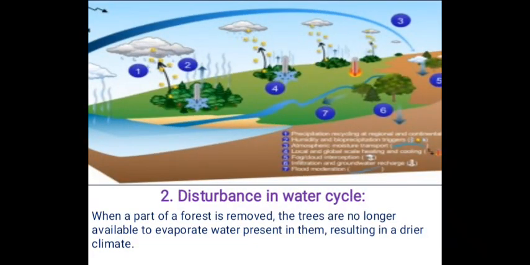The second one is disturbance in water cycle. When a part of forest is removed, the trees are no longer available to evaporate water that is present in them, resulting in a drier climate.